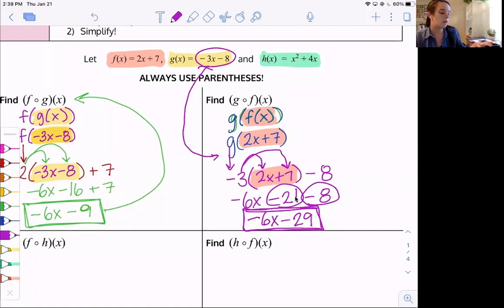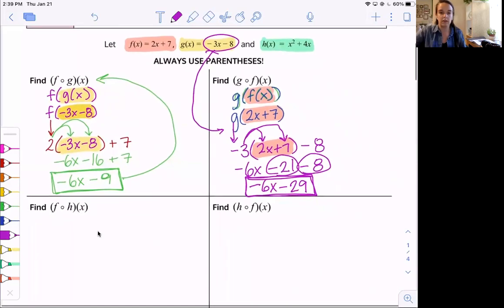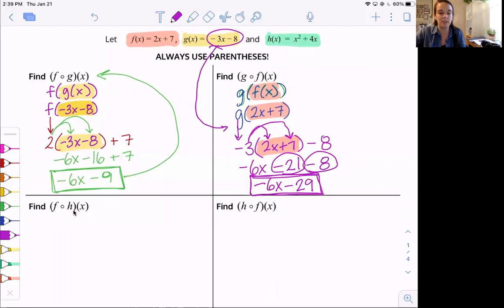Okay. All right. I want us to try to set one up on our own. So I want you to try f of h of x. F of h of x. I'm going to mute myself for a moment. Go ahead and try to set it up using the same steps that we used on the past two examples.